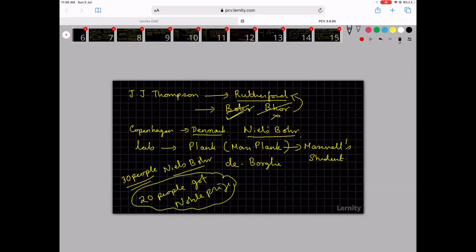Our own physicist Homi Bhabha also went there, but unfortunately he passed away in a plane crash. Homi Bhabha was a very top class physicist, right at the top. Had he lived a few more years, he would have got us a Nobel Prize. So this is what was happening. In the next class, we will read about Bohr's contribution. What did Bohr do? And we will move towards atomic structure and learn more about it.